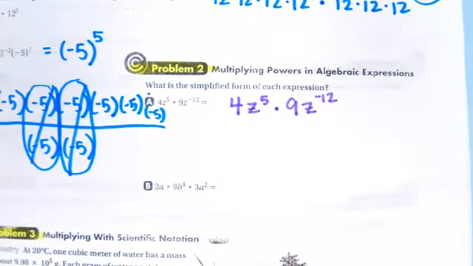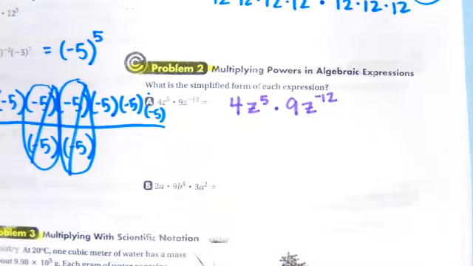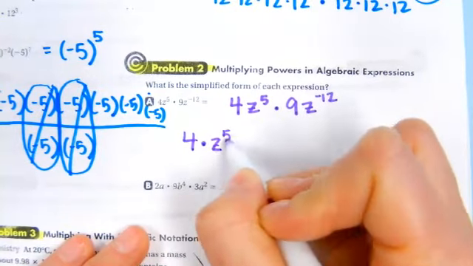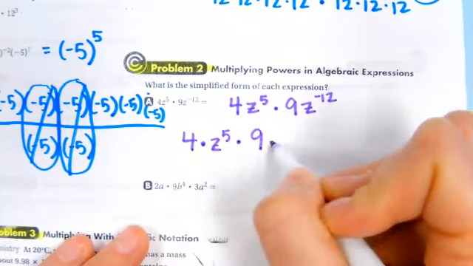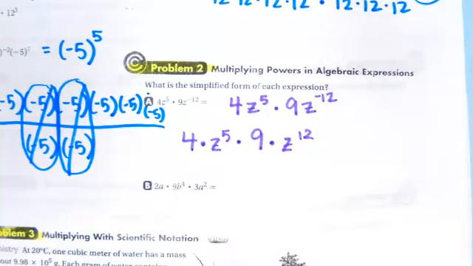Okay, so now what happens when we start throwing letters in there and numbers? One thing to notice is that we have two different numbers, and actually those are bases as well. You can really write this as 4 times z to the 5th times 9 times z to the negative 12. They're actually all separate, aren't they?